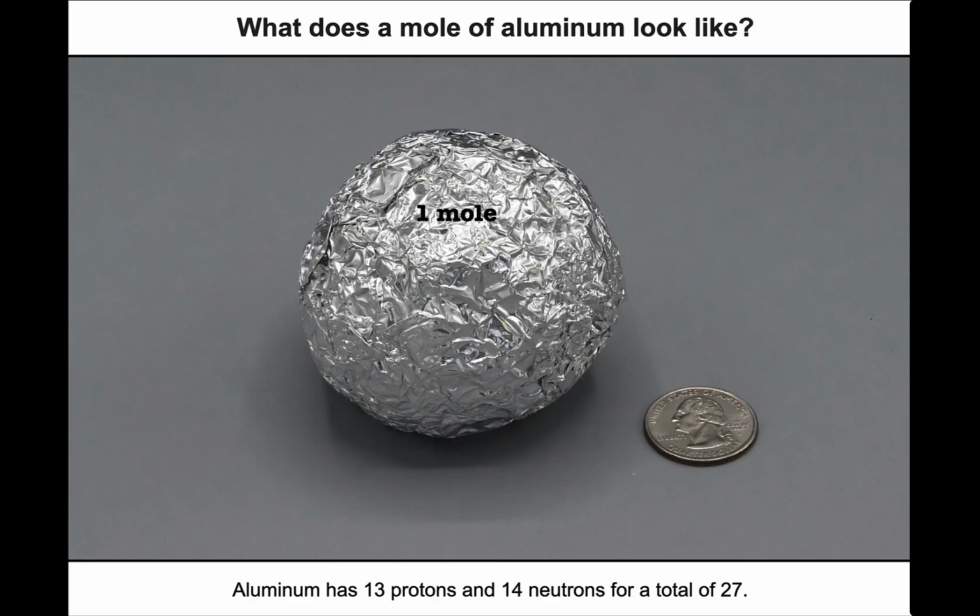A mole of aluminum is the same as 27 grams of aluminum, which is the same as a mole of anything, which is 600 sextillion of whatever it is, in this case, aluminum atoms. So again, moles of atoms can fit in your hand. Moles of anything else are astronomically huge and basically don't even fit in the universe.